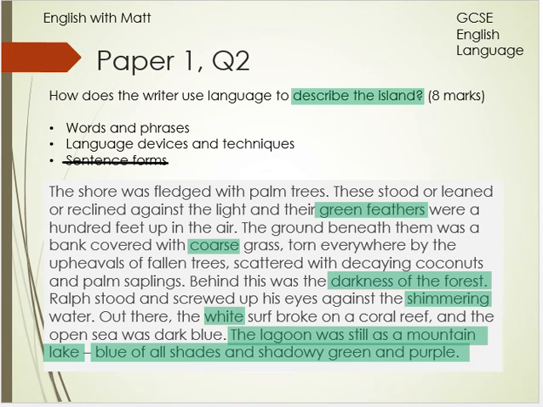So here we have the words and phrases that I have decided that I think are quite useful for this. Again, textures, this idea of feathers and coarse. We've also got light and dark, so shimmering and darkness. And then we've also got lots of colours, white, purple, green, blue. So it's those colours which help create a sense of imagery.